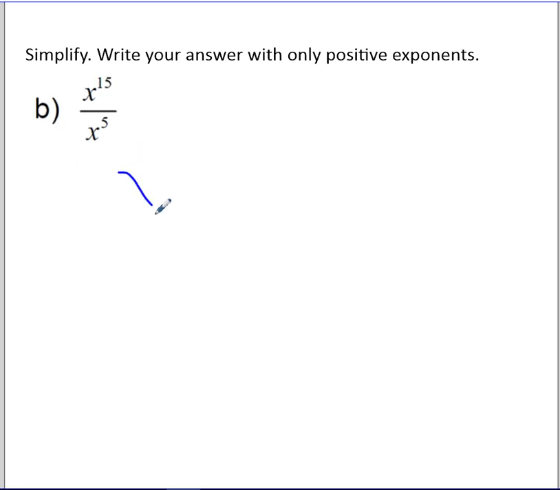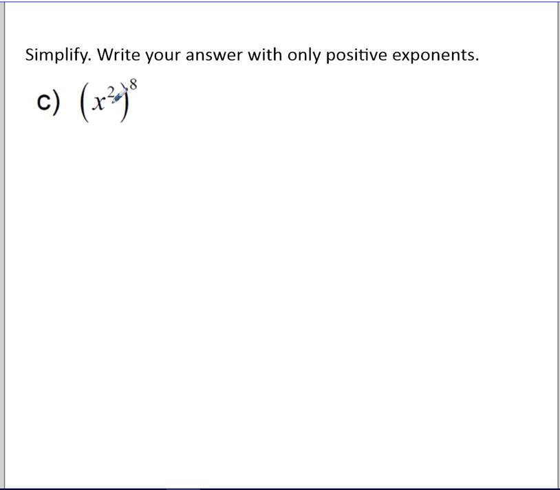Here we have our division rule. Same bases means we can subtract our exponents. Remember, we're doing the top exponent minus the bottom exponent. And so we have 15 subtract 5 to get 10. So our final answer is x to the 10th power.